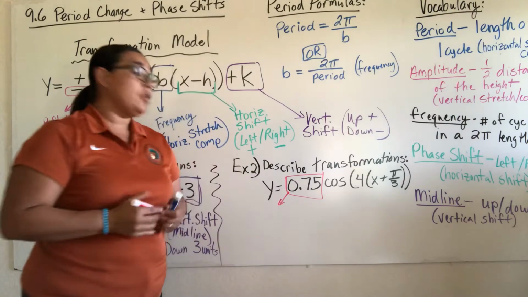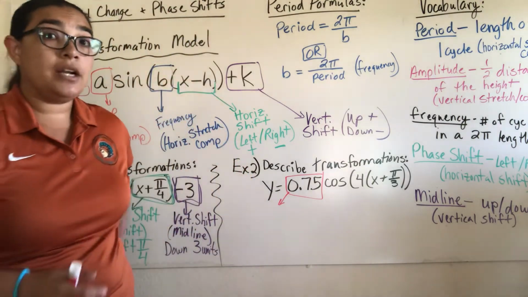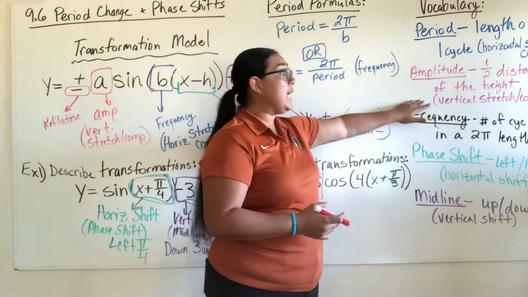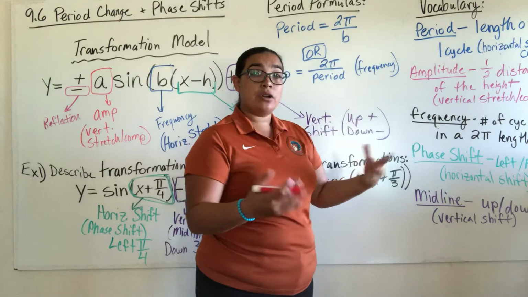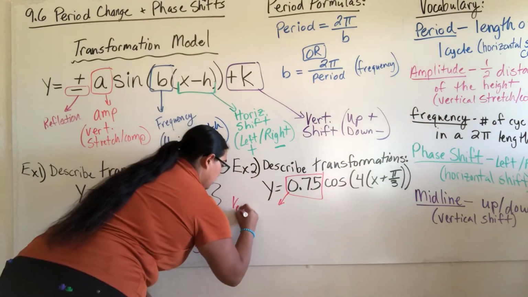All right, so that is our amplitude. Now remember, it is amplitude, but you could also call it a vertical stretch or compression. So let's go ahead and do both again. So yeah, I would say vertical.